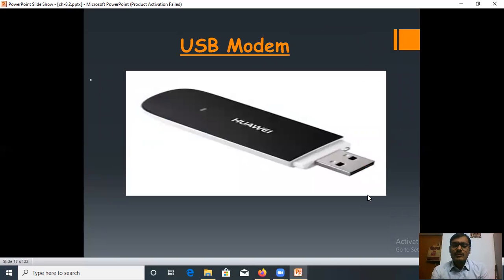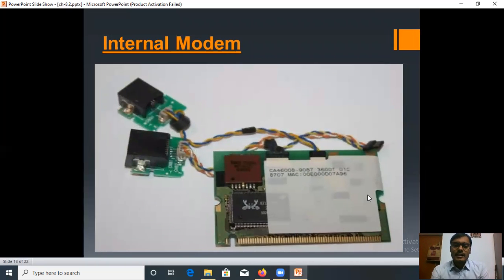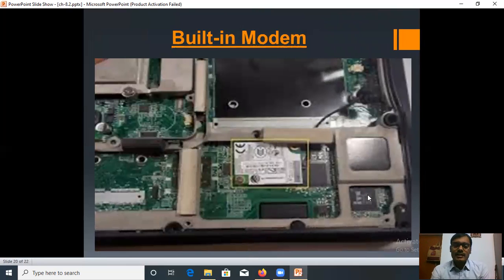You can see this is the external modem. This is the USB modem which you can attach to your USB cable. This is the internal modem which can be attached inside your system. And this is also a picture of internal modem, and this is built-in modem which is already built in your device.